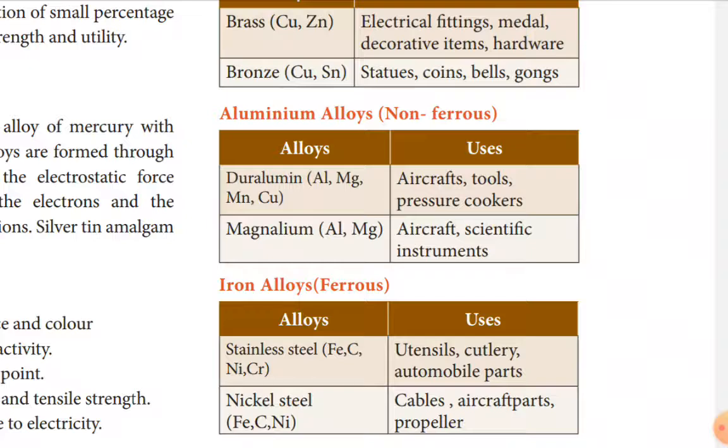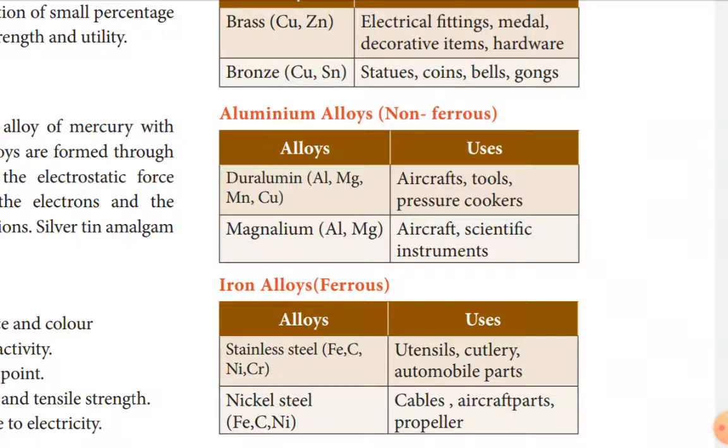Then magnalium, aluminum and magnesium, these are the two important components. This is also light in weight because aluminum is the major proportion. So this is also used to prepare aircraft, and scientific instruments are manufactured using the alloy of magnesium.